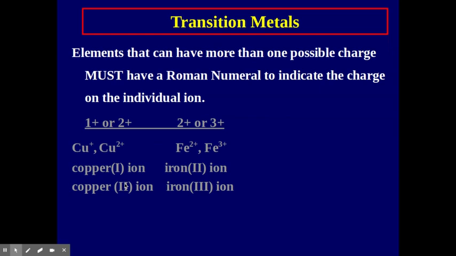Okay, now transition metals. Here's where it gets fun. When you're naming something that has a transition metal, you have to include the charge in the name. So, copper could be a copper with a +1 or a +2. You could have iron 2 or you could have iron 3. That has to be in the name. If you don't know your Roman numerals, go review those real fast. At least 1 through 10, hopefully, or 1 through 12 for clocks.